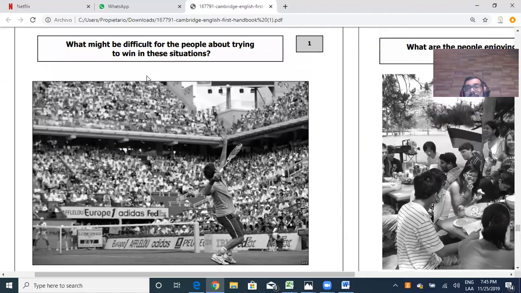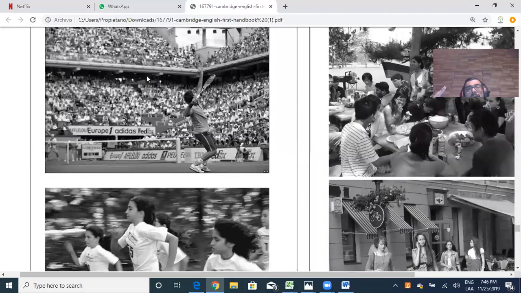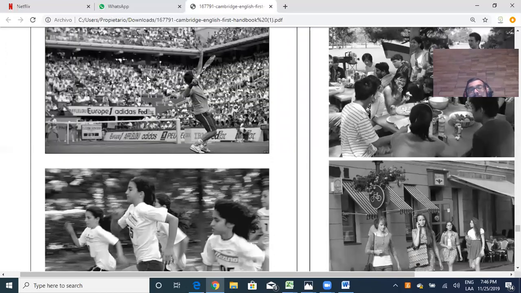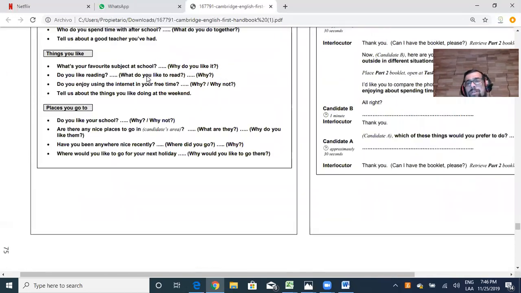Okay, Jose, remember something? You can use "in contrast," right? That can help you a lot. So you can say, well, in picture one, I see a man playing tennis. In contrast, in the other picture, I see children running, right? Or you can say, I see fewer people, right? I think you said that, so that was okay. But remember that if you are describing, to say "in contrast" can help you a lot. Okay, let's go to the other question.